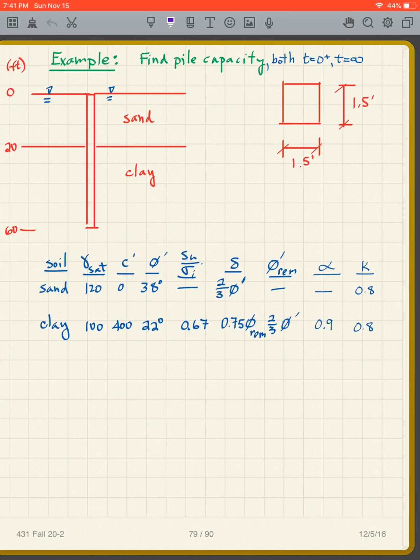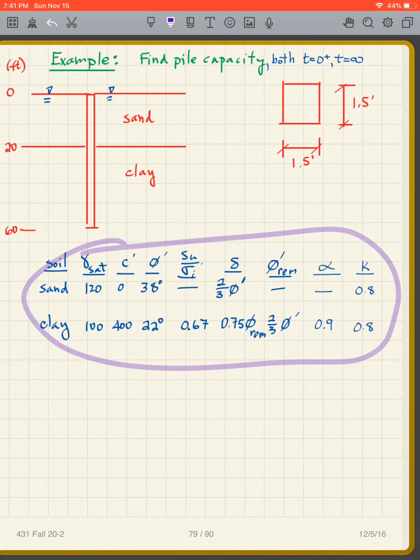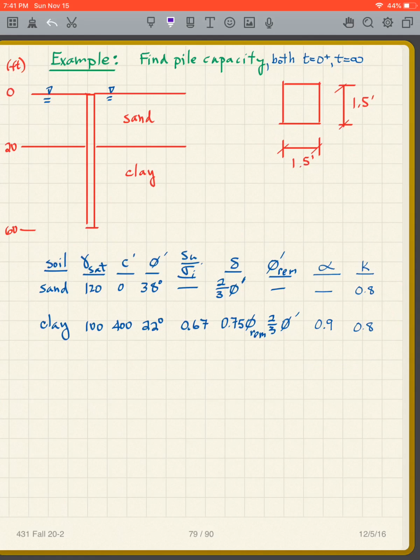Okay, so what does that tell you? Well, it's probably going to be a friction pile. I don't have much tip resistance. It's a square pile, 1.5 foot by 1.5 foot. Here are our properties. The list of properties is getting longer and longer. Water table is at the ground surface. I have 20 feet of sand and 40 feet of clay.